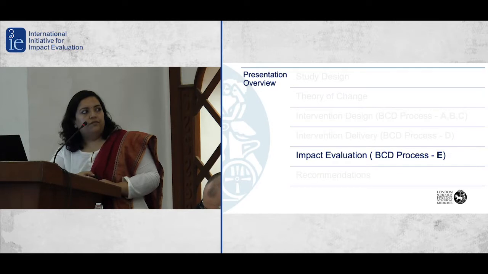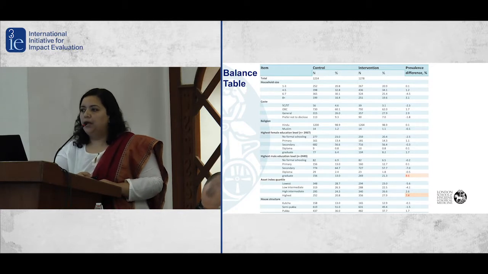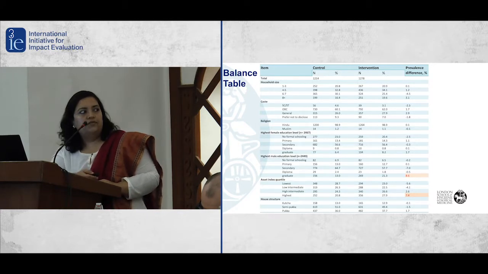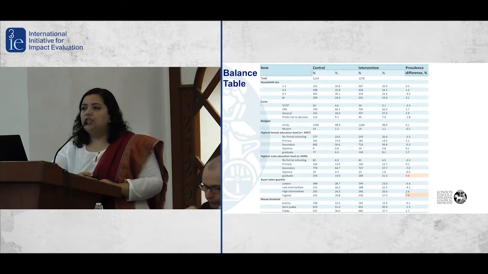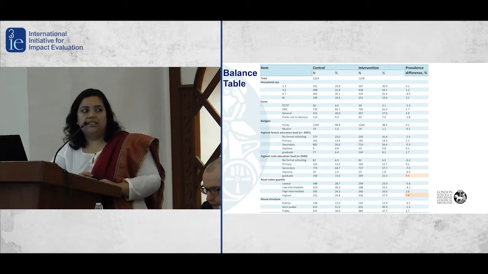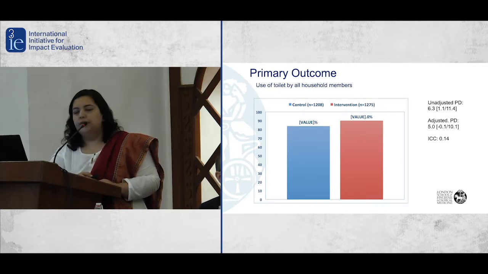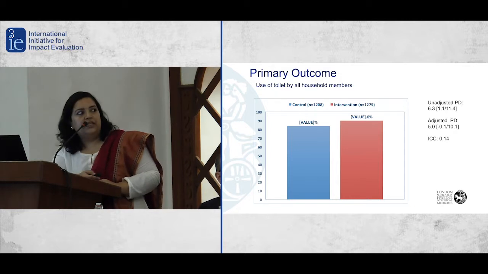As you see, we achieve good balance across both arms, except for male education and asset, and we had decided to adjust for these in the analysis of outcomes. The intervention showed some increase, but it was not as per what we had expected. So after adjusting for imbalances, there was a 5-point prevalence difference between intervention and control arm of the study.